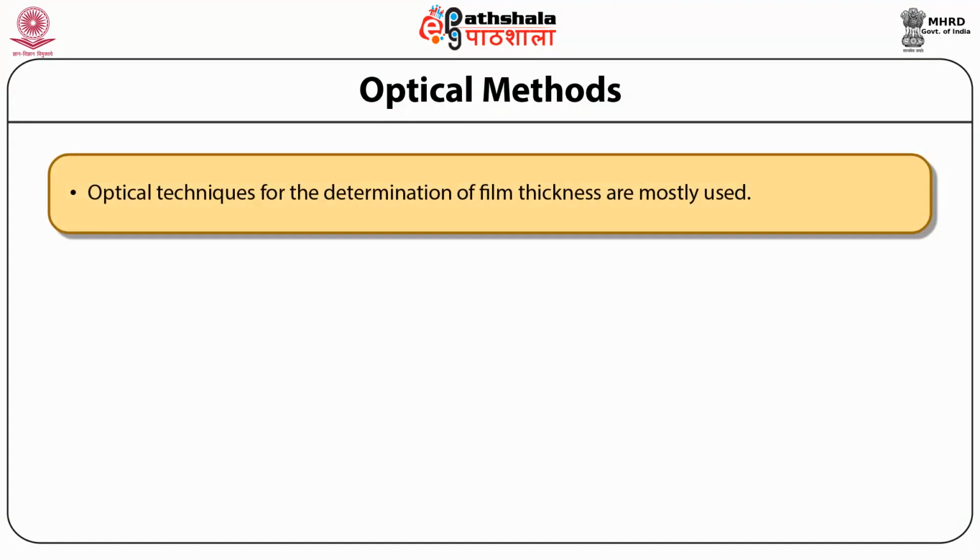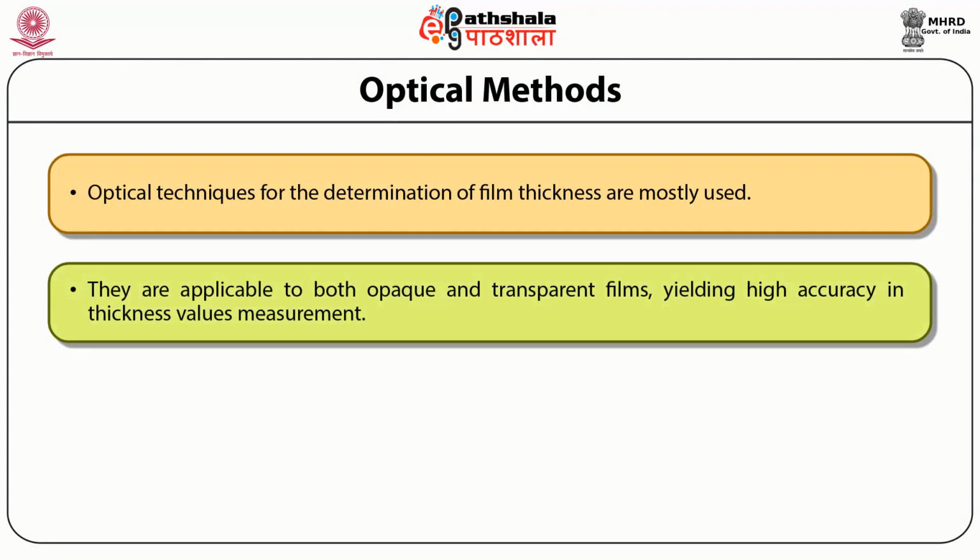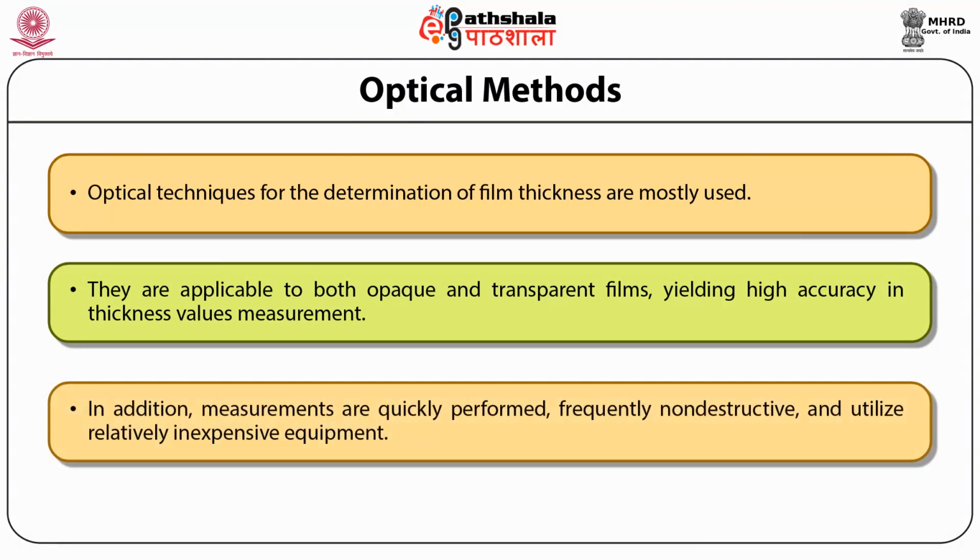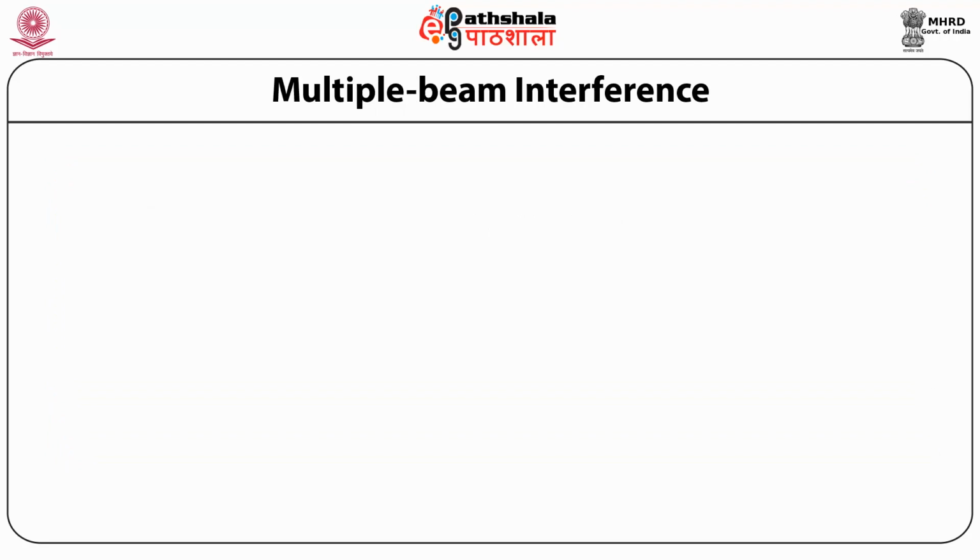Optical techniques for the determination of film thickness are mostly used. They are applicable to both opaque and transparent films, yielding high accuracy in thickness measurement. In addition, measurements are quickly performed, frequently non-destructive, and utilize relatively inexpensive equipment. In the present module, multiple beam interference will be discussed in detail. So let's discuss multiple beam interference.